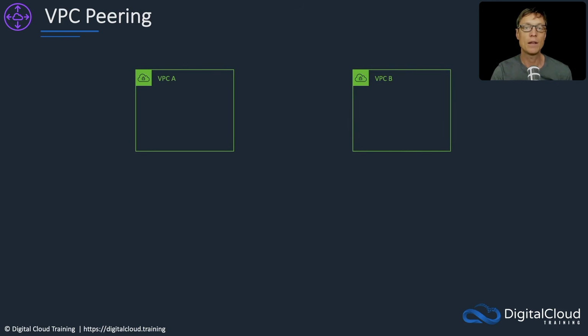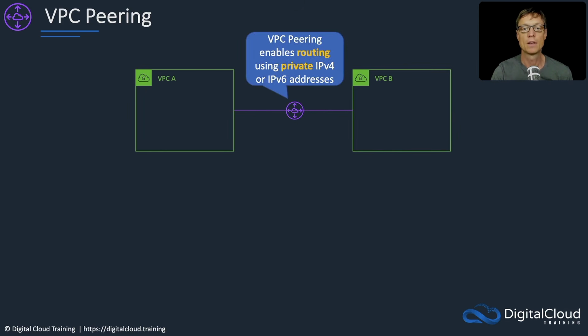So we've got EC2 instances, maybe RDS databases, even Lambda functions, anything that communicates inside a VPC. And we want to be able to connect those resources together using private IPv4 addresses. So what we can do is establish a VPC peering connection between those two VPCs. So this will enable routing using private IPv4 addresses or IPv6 addresses.